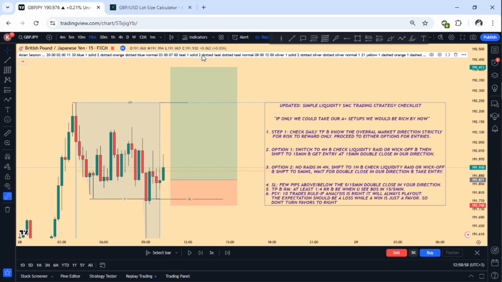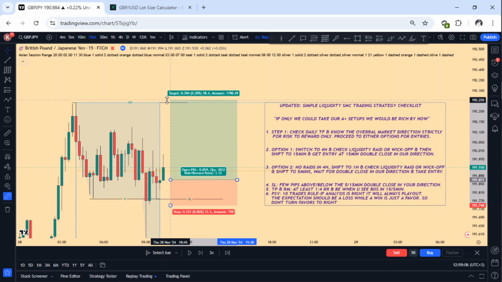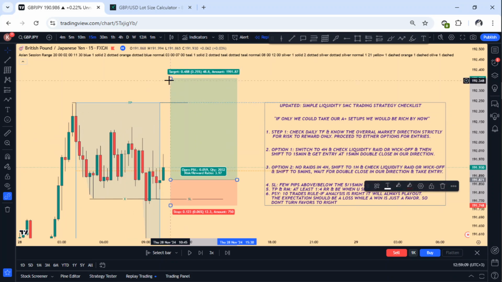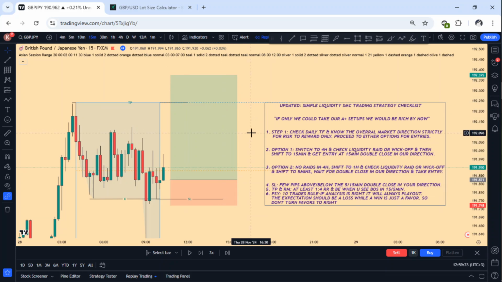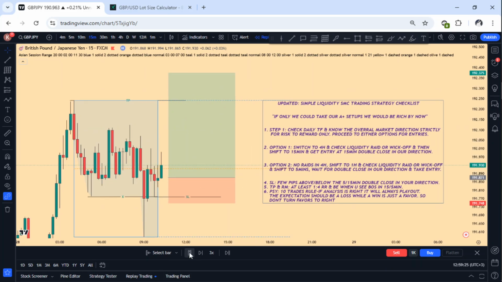Ideally, the TP also should be at the session high. Check this indicator, the FXN session range indicator. This is the Asia session. So just anything above it will be very, very nice. So this is the ideal TP, but you can target a 1 to 4, as that is what we always aim for. So with that 1 to 4 in mind, now we are good to take the trade and let it play.